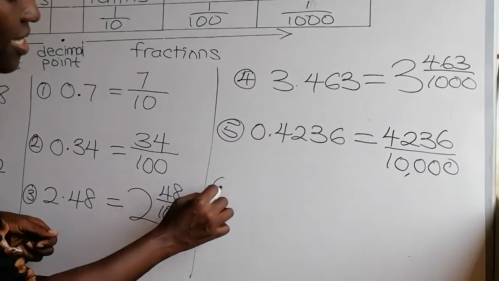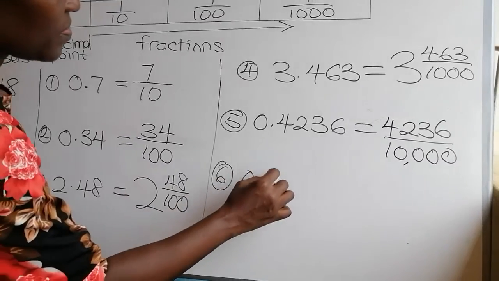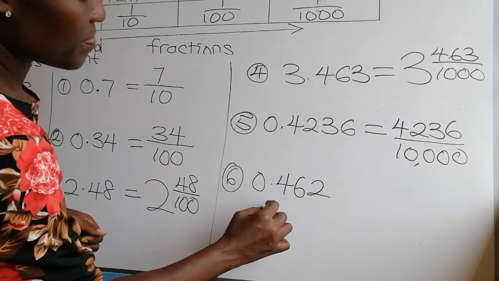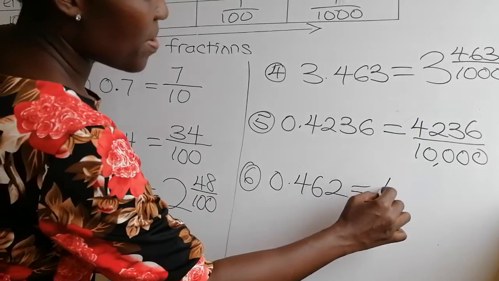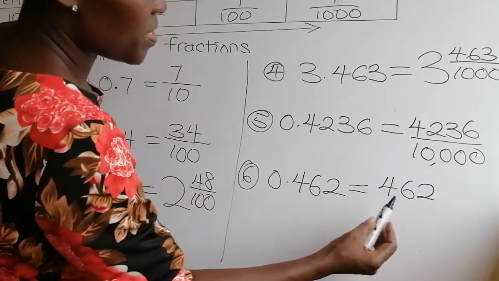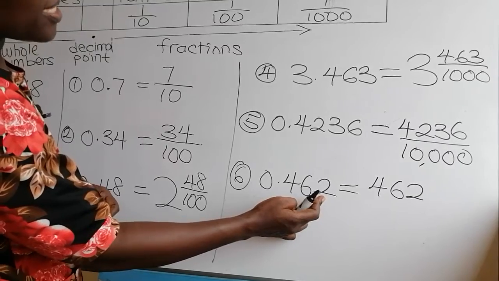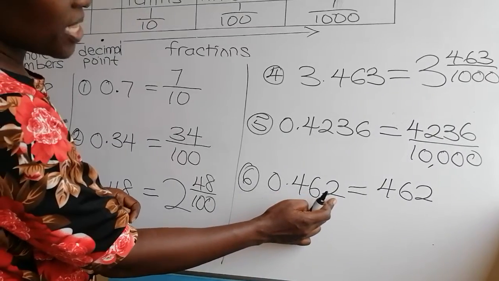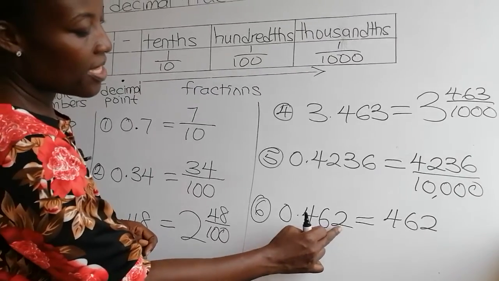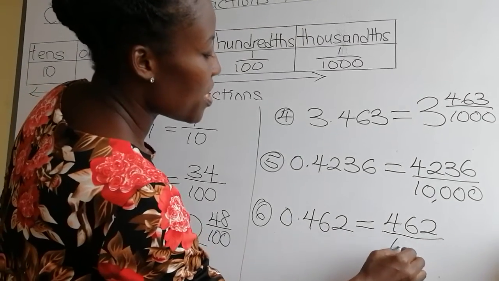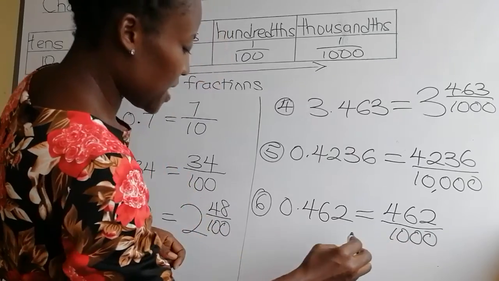Let's take the last example. 0.462. So let's take our number 462. The 2 here is what is going to help us get the place value. So we start from here, tens, hundreds, thousands, which is going to be 1,000.